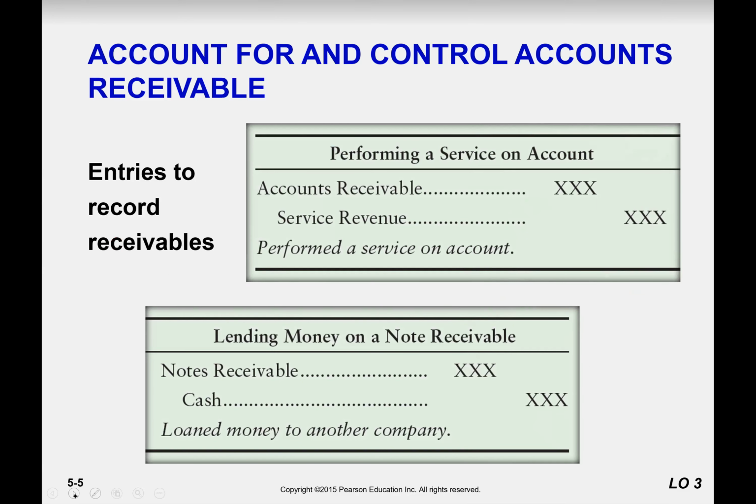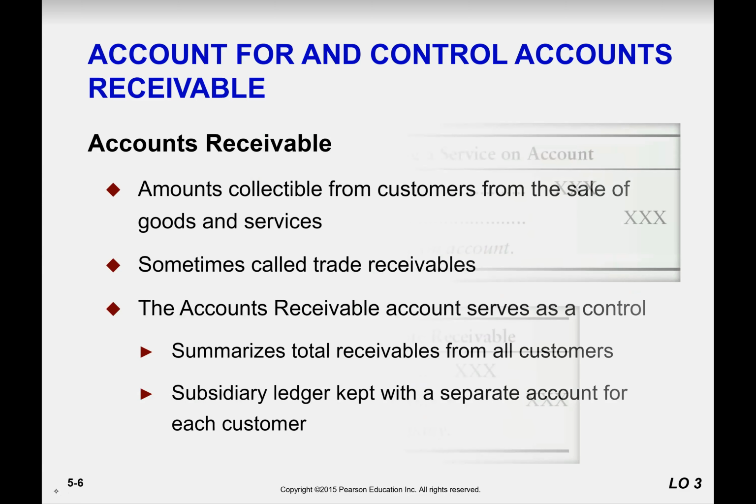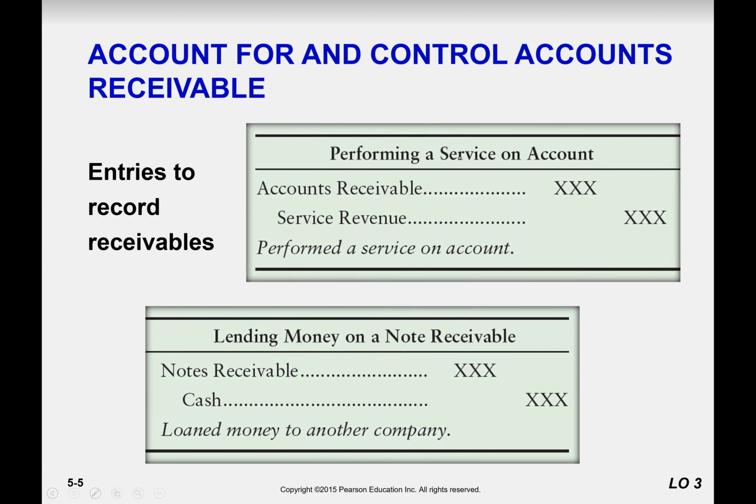Okay, so how are we going to account for and control account receivable? Number one, whenever a sale occurred, how do we make the entry? If credit sales occur, how do we make the entry? We make the entry as account receivable to sales. So rules of debit and credit, remember that one.